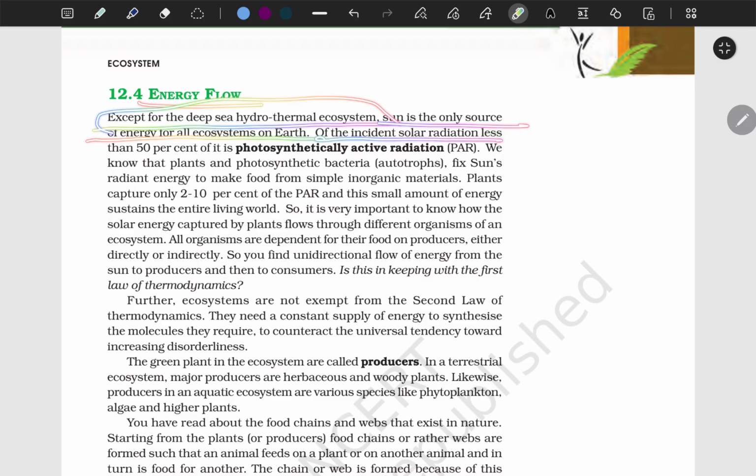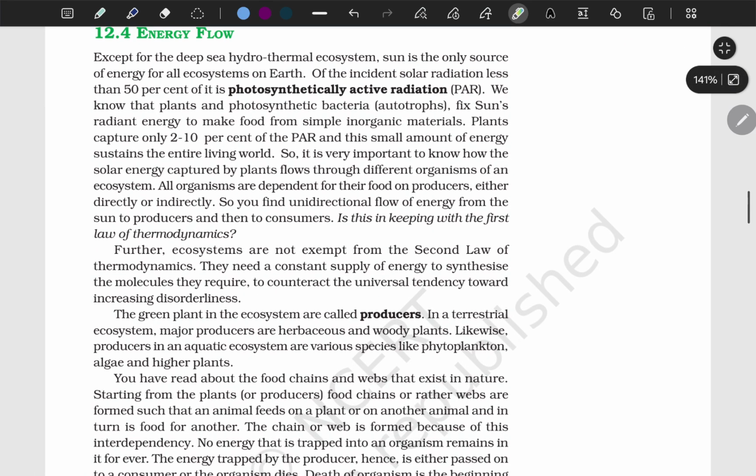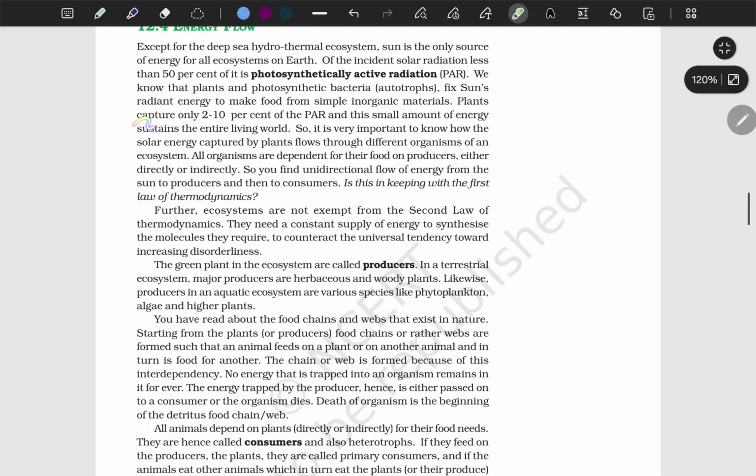Of the incident solar radiation, less than 50% of it is photosynthetically active radiation, that is PAR. We know that plants and photosynthetic bacteria, autotrophs, fix the sun's radiant energy to make food from simple inorganic materials. Plants capture only 2 to 10% of the PAR, and this small amount of energy sustains the entire living world.